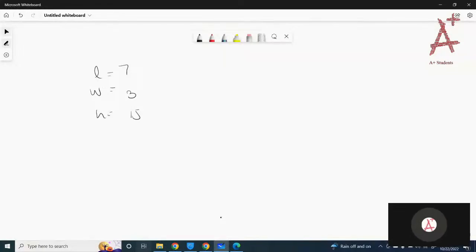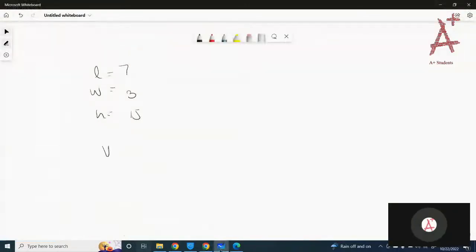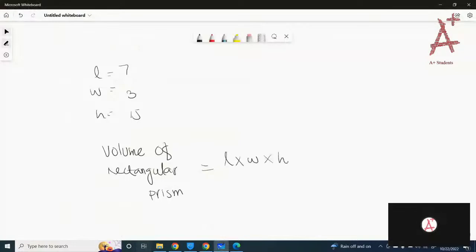Got it? That is the rectangular prism. You can see the figure again. So the volume of the rectangular prism is length times width times height. So you have to multiply the length, width, and height. Got it? So just multiply them.